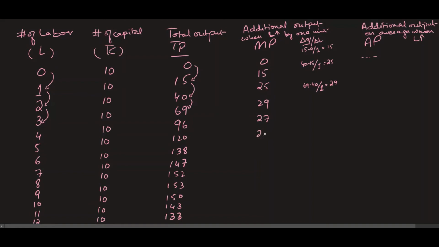Likewise is the case, and we are just going to measure all these: 27, 24, 18, and then we have 9, 5, 1, minus 3, minus 7, and eventually minus 10. This is how we are going to measure marginal product. Marginal product means the additional output when 1 unit of labor is increased.